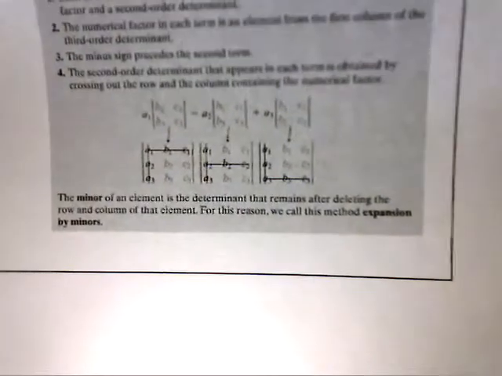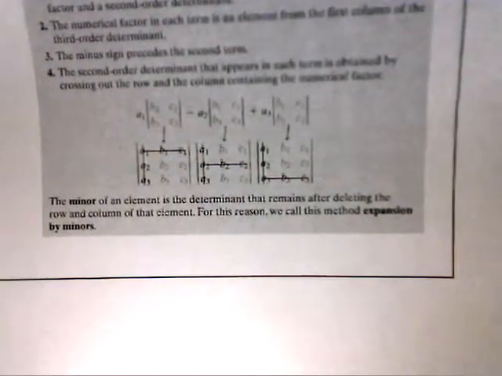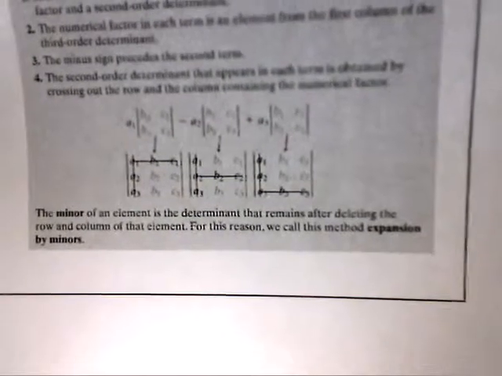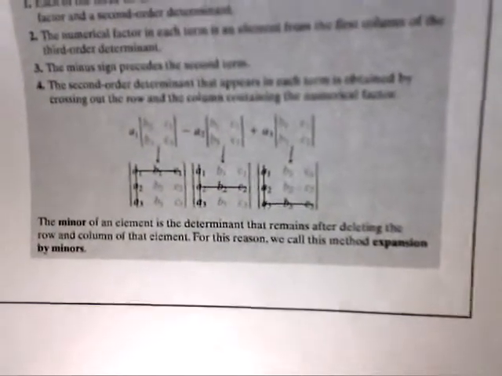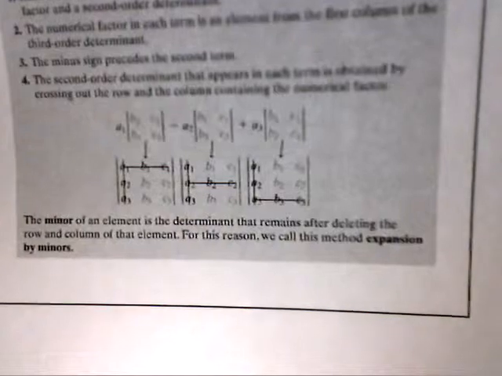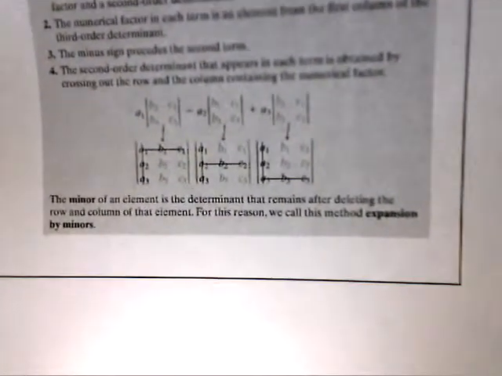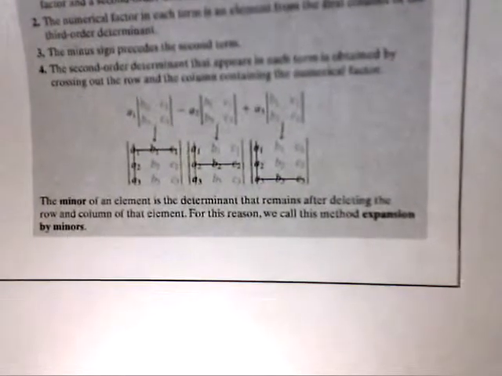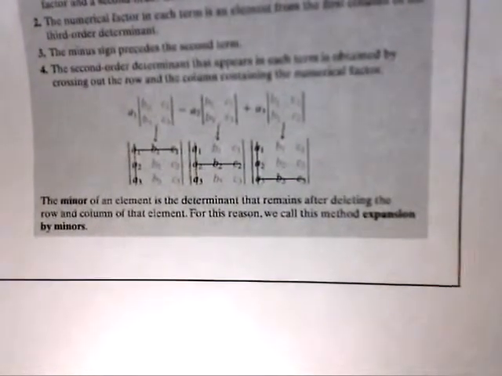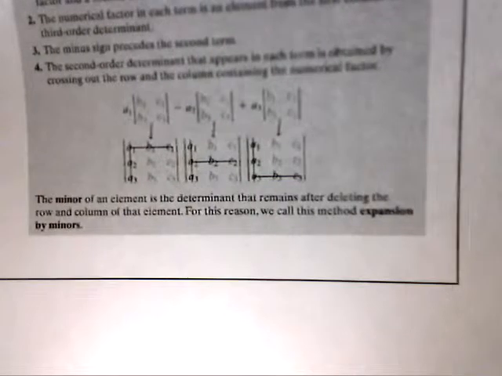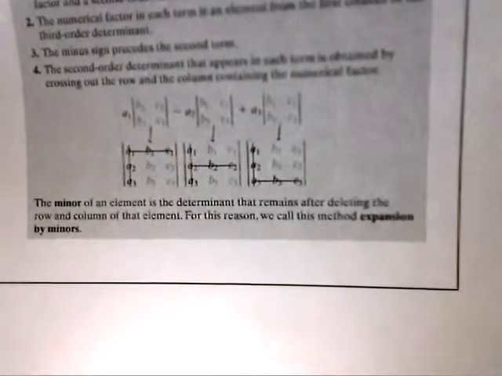It says that each of the three terms in the definition contains two factors, a numerical factor and a second order determinant. The numerical factor in each term is an element from the first column of the third order determinant. The minus sign precedes the second term. The second order determinant that appears in each term is obtained by crossing out the row and the column containing the numerical factor.